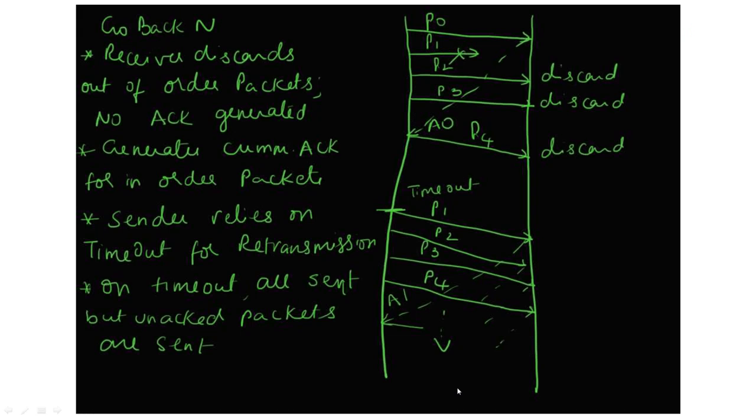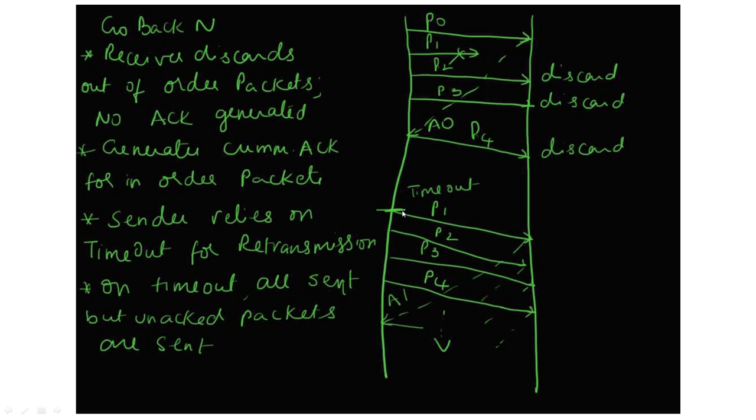So here is go back n in action. Again, the same case, P0, P1, P2, P3, where P1 got lost. Remember, it generated an acknowledgement for P0 because it was received in order, and this is the cumulative acknowledgement. It received P2, P3, but these are out of order, so it just discarded them. It did absolutely nothing.